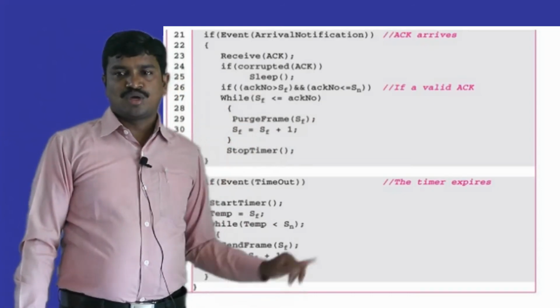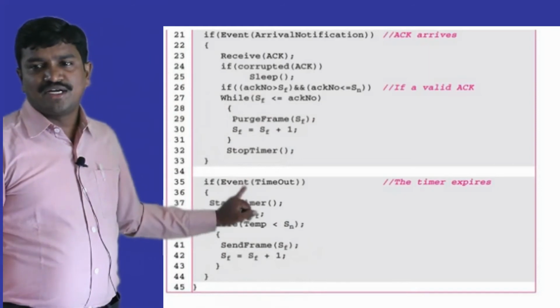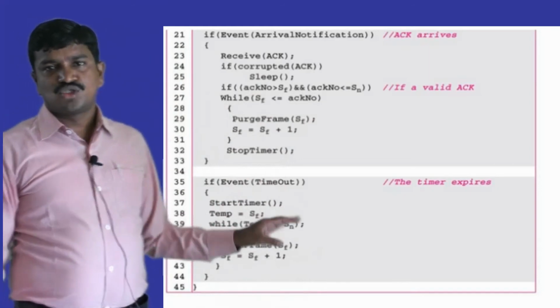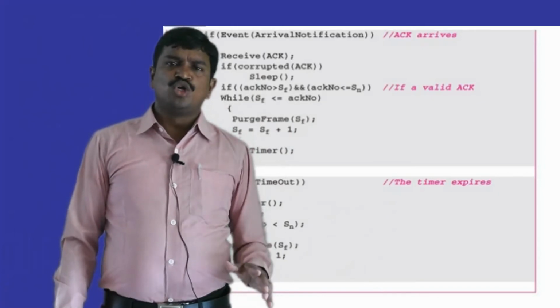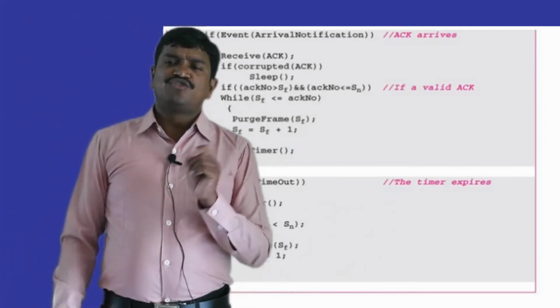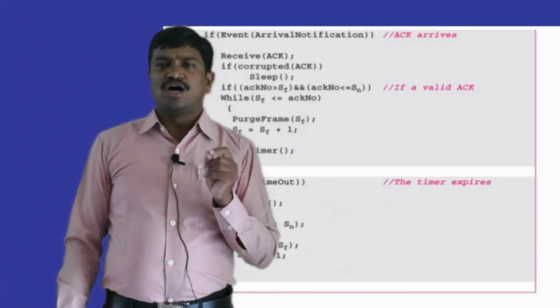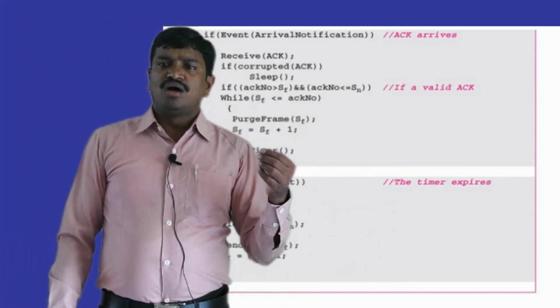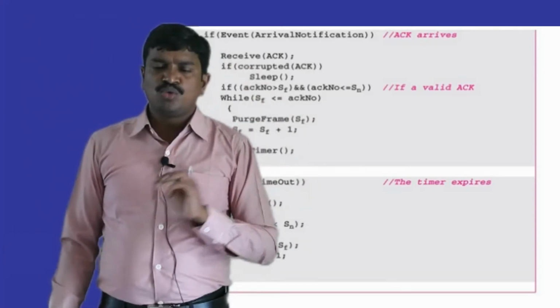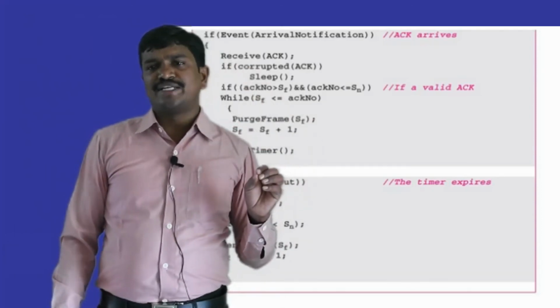Very simple. This way, the event timeout is going to be addressed. When a timeout event occurs, it is going to check on which frame the time has expired. Let us say we have sent the 4th frame, and we have sent the 5th, 6th, 7th also, but on the 4th frame itself the timer has expired.